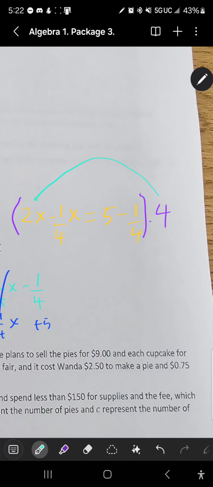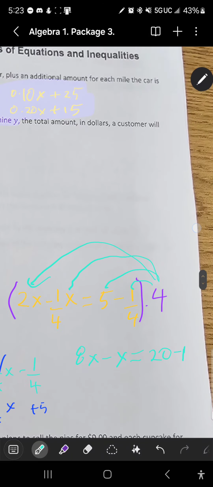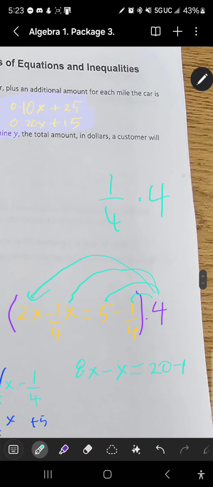So 4 times 2x is 8x. 4 times 1 over 4, the 4 gets cancelled, so we keep the minus, and it's going to be 1x, because the 4 is cancelled. Then times 5, and 4 times 5 is 20, and 4 divided by 4 is just cancelled, so we get minus 1. So this is cancelled, and we just get 1.